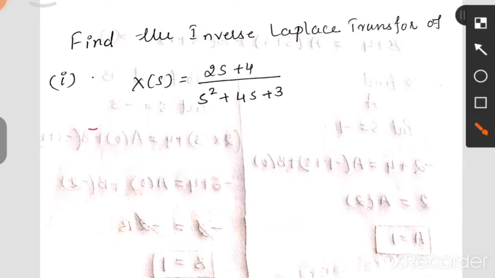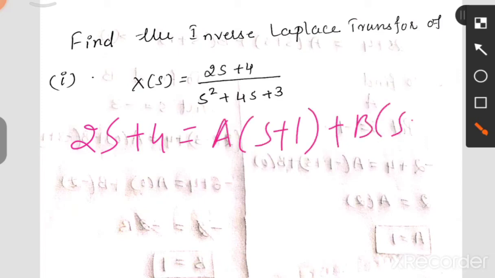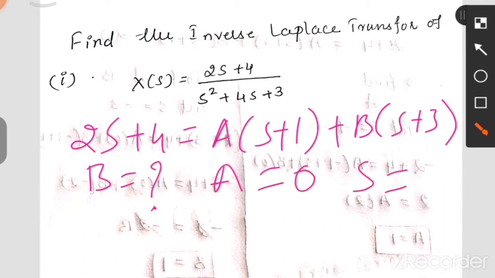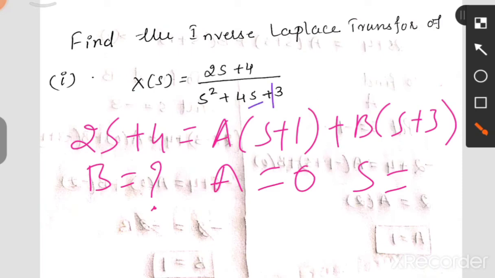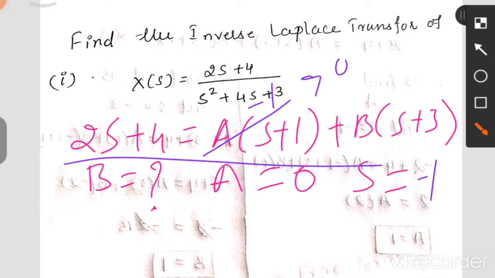Similarly, in this equation, 2s plus 4 equals a of (s plus 1) plus b of (s plus 3). To calculate the b value, we have to make the a term equal to 0. What value of s do we have to substitute? If you substitute s equal to -1, then the a term will be 0. Then substitute s equal to -1 in this entire equation.